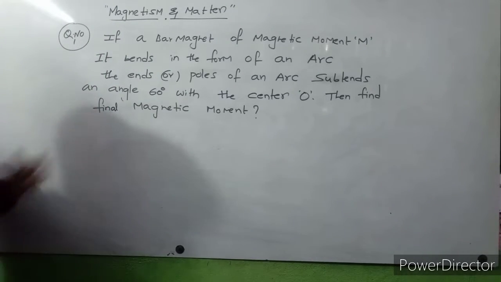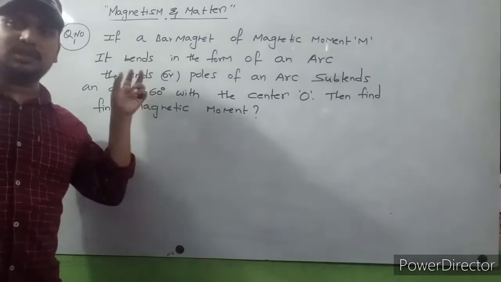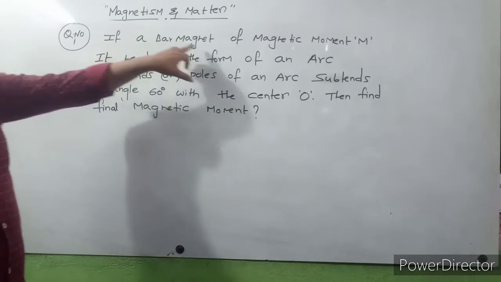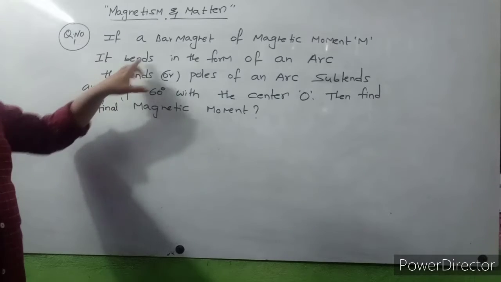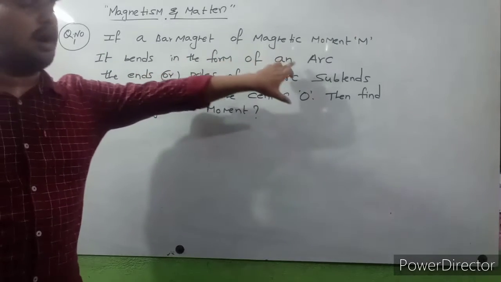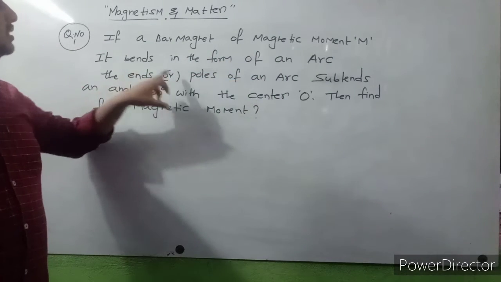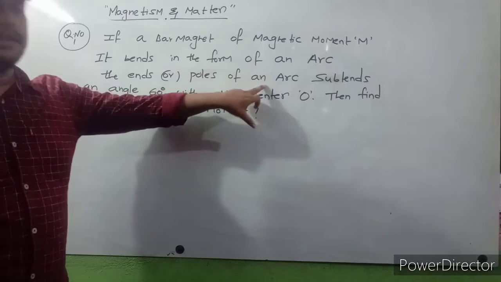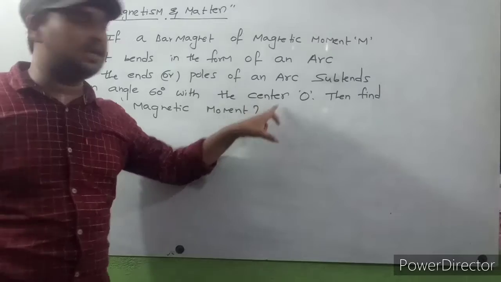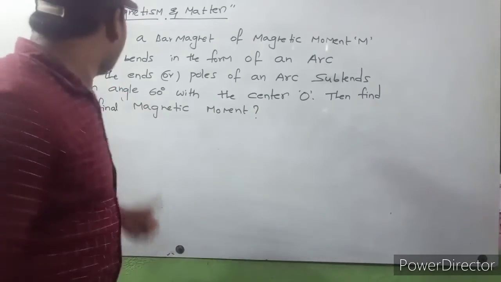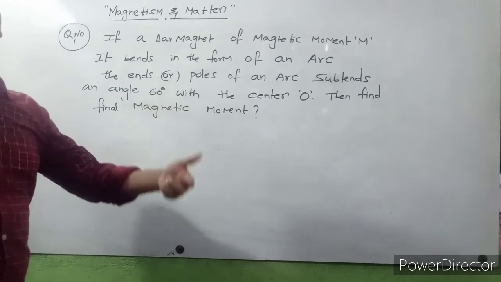So how to solve this question? Please observe the question carefully. If a bar magnet of magnetic moment M bends in the form of an arc, the ends or poles of the arc subtend an angle of 60 degrees with the center O. Then find the final magnetic moment.